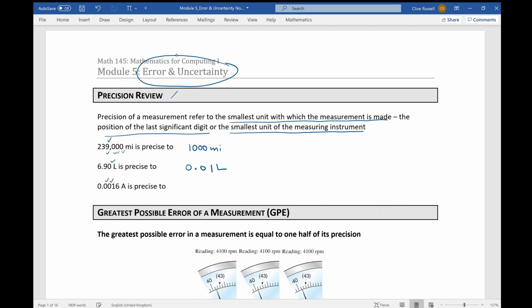Now here we have tenths, hundredths, thousandths, ten-thousandths. So it's going to be precise to 0.0001. We're going to put 3 zeros and a 1, and that's going to be amps.